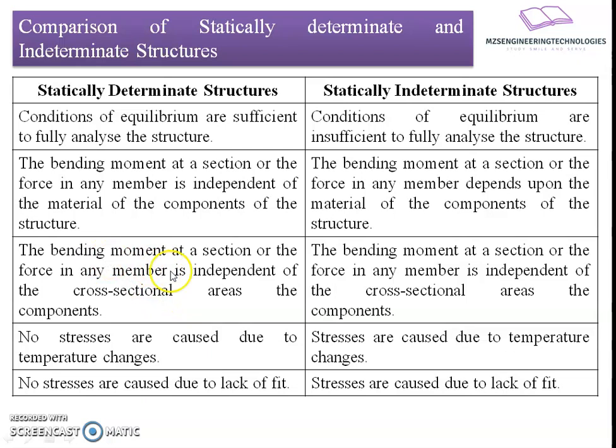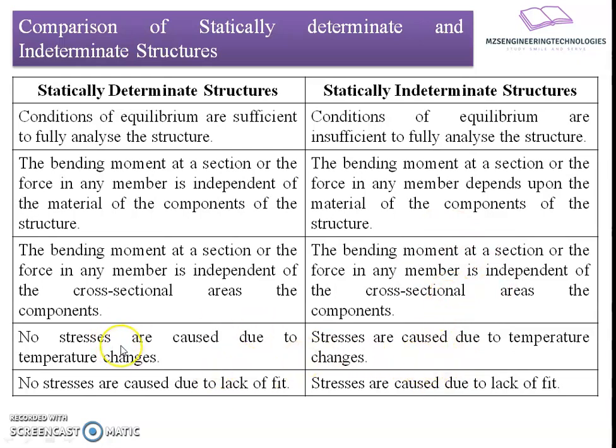Similarly, the bending moment at a section or the force in any member is independent of the cross-sectional areas of the components, but in a statically indeterminate structure, we also use the cross-sectional properties to find the unknown forces developed in that member. Like in the case of flexural stresses, we use the integral from 0 to L of M squared ds upon EI, which is the equation for strain energy stored by a structure under flexural loading, where EI stands for flexural rigidity, and here I depends on the cross-section of that particular member.